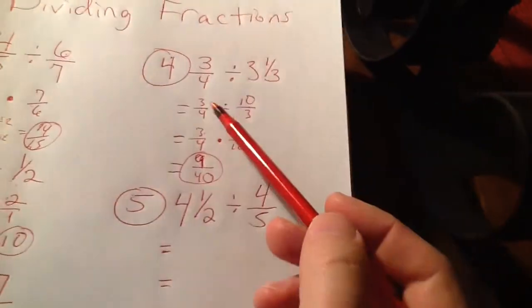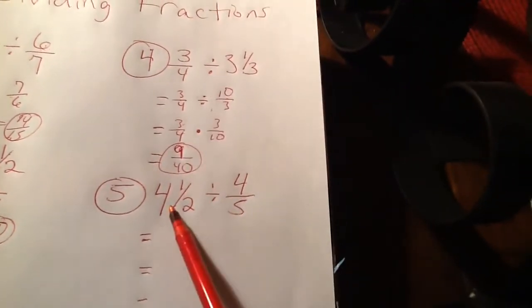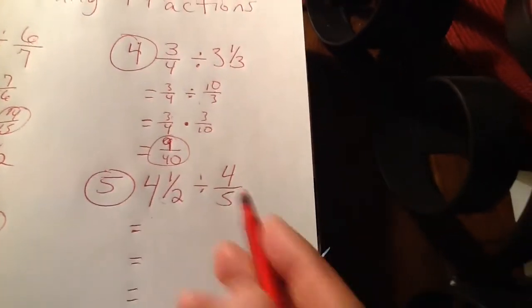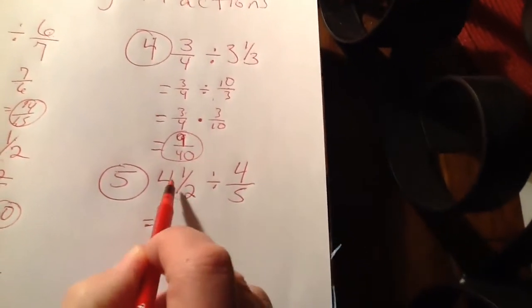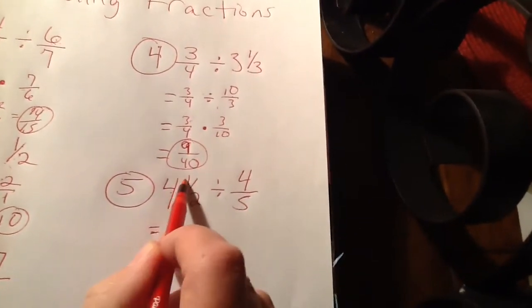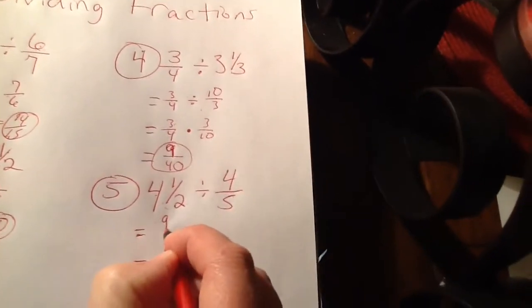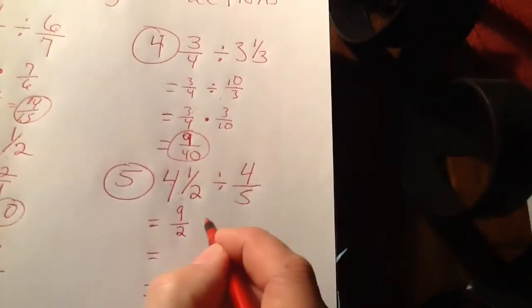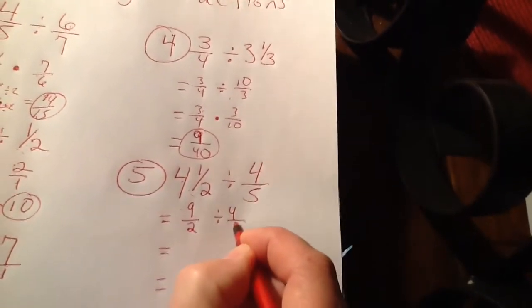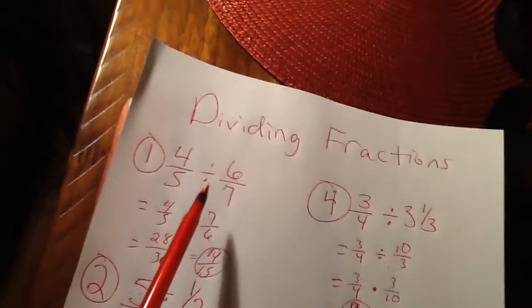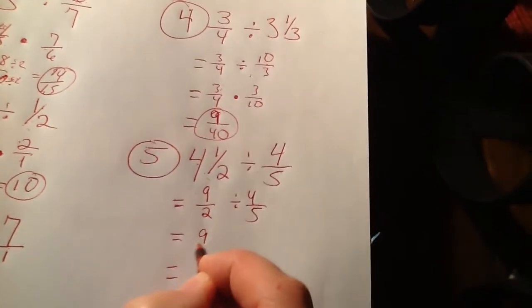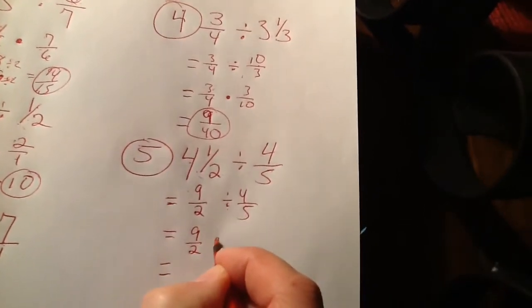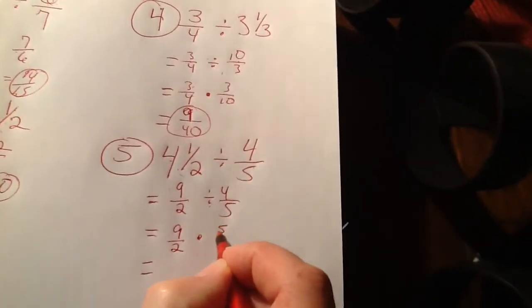Okay. All right, now we got one more. Very similar to the one we just did. It's just that our mixed number is in a different place. So we're going to change this to an improper fraction. 4 times 2 is 8. Plus 1 is 9. 9/2 divided by 4/5. Now we kind of got it in the same format as we did right here. So you're going to bring this down, 9/2. Change this to multiplication. Use the reciprocal of 4/5, which is 5/4.